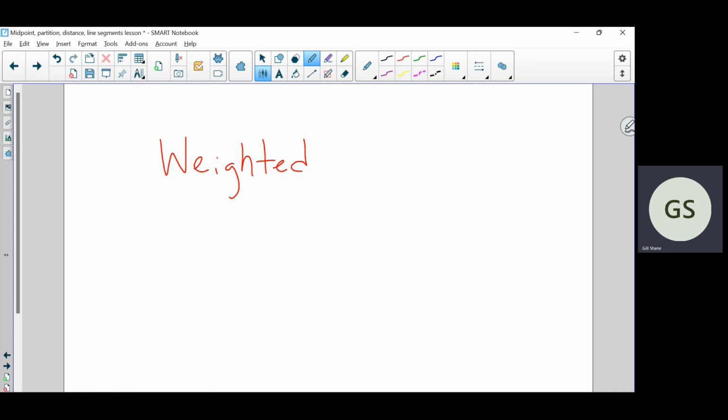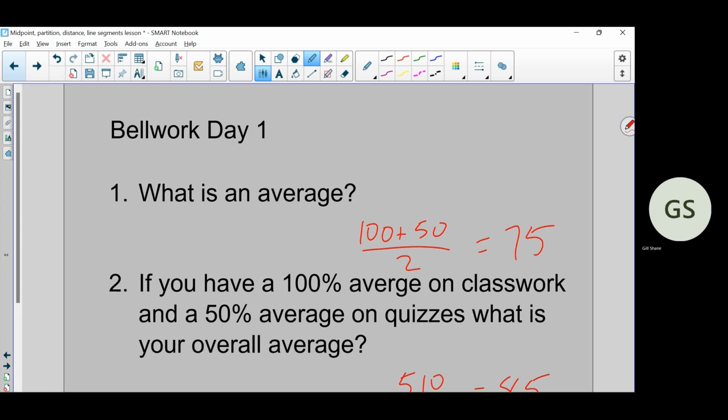So weighted averages, that's what we're doing today. We're doing it with a line, like a line segment, and figuring out where to put a point on a line segment using weighted averages. It's not like using quiz scores or classwork scores, but it's the same concept. Because you're not used to doing this with a line, it's going to seem really weird, but it's the same concept.